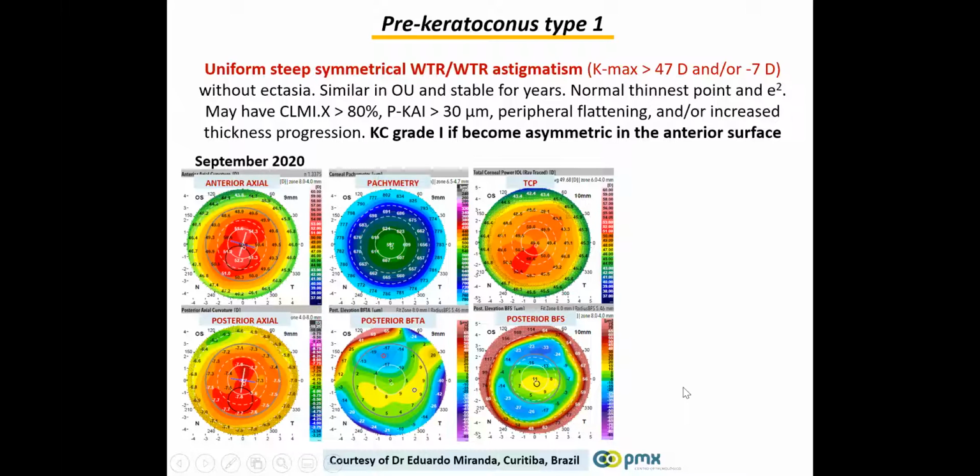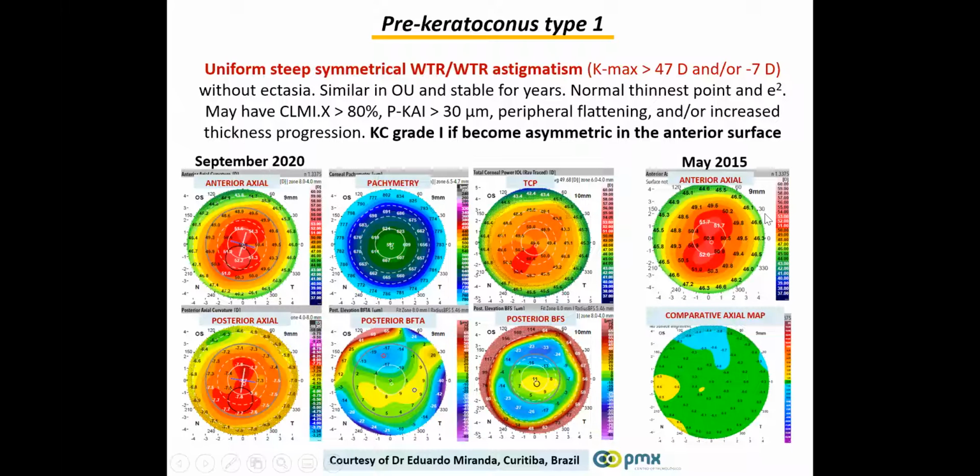Perhaps we didn't know until we discovered another exam made 5 years before. And you can see the comparative axial map, completely green. So this cornea during the last 5 years is exactly the same.